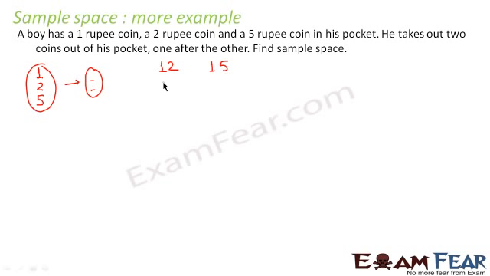Let's suppose in the first case he took out 1. Then in second he can take out 2 or 5. Suppose in the first case he took out 2. Then the remaining coins are 1 and 5, so he can take out either 1 or 5. So these are the sample space for the given scenario. And this is a sample point, this is a sample point. Every element is a sample point.